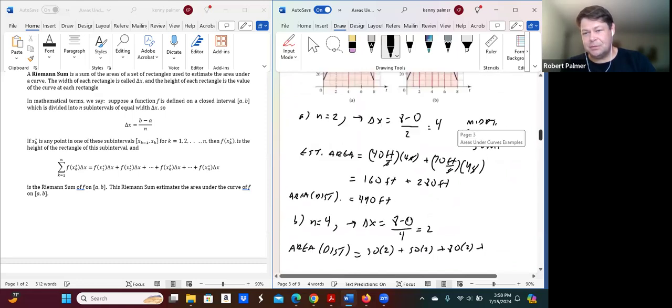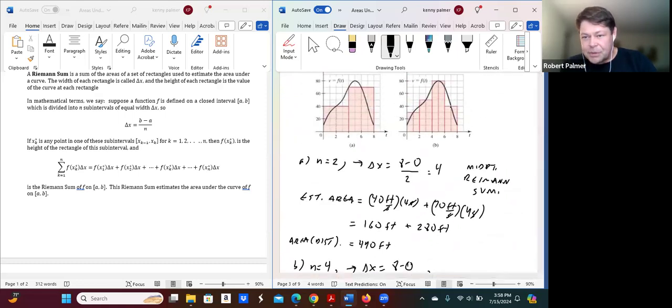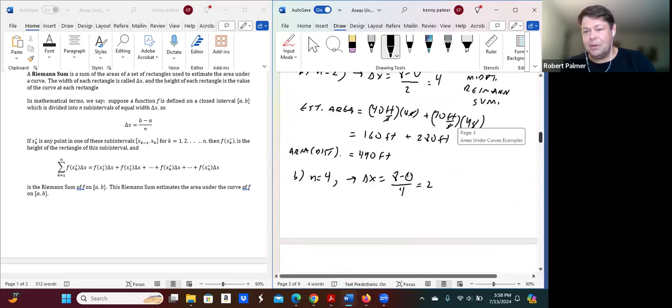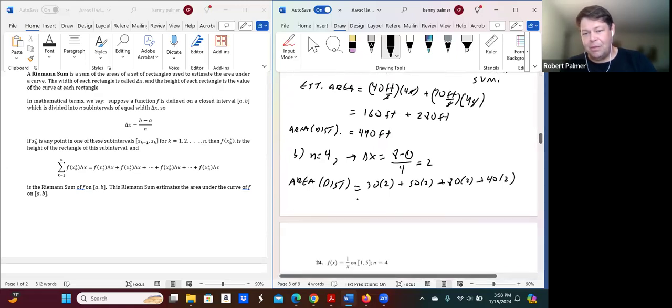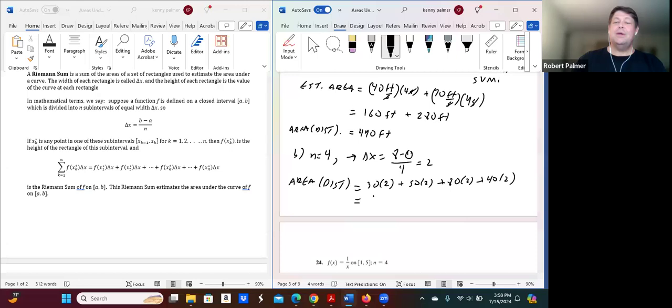Plus, and this one is 40. So the height of the fourth rectangle is 40 times 2. Okay, and if we combine all that, actually we could just factor the 2 out. And so we have 30 plus 50 is 80, plus another 80 is 160, plus 40 is 200, times 2 is going to be 400 feet.